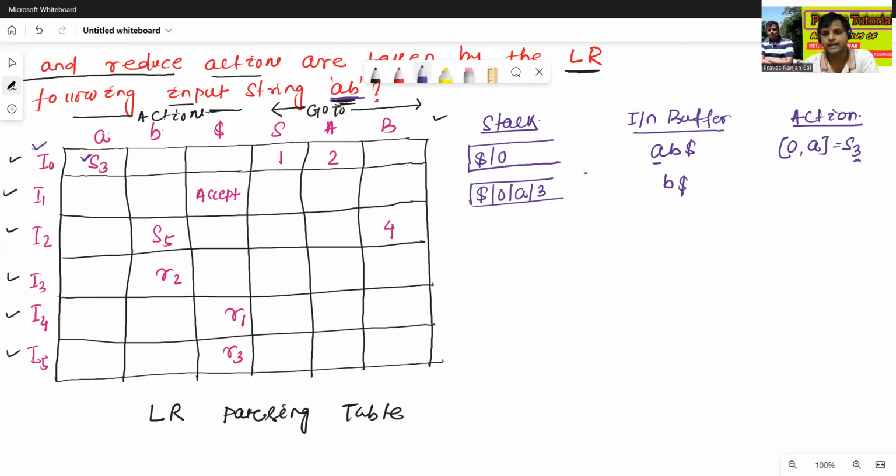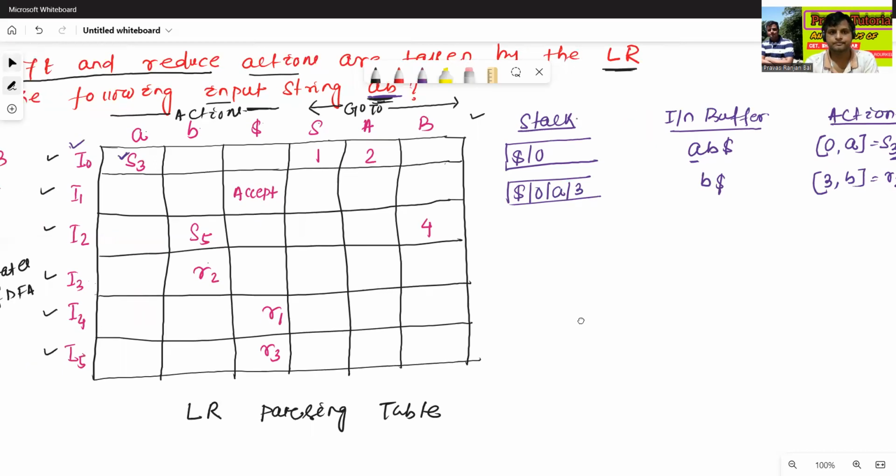Right. Now we'll see 3 to B. Here top of the stack is 3. The first element of the input buffer is B. So 3 to B is what? 3 to B is R2. R2 means this is called a reduce action. So now we'll check what is the meaning of R2. Just see here.